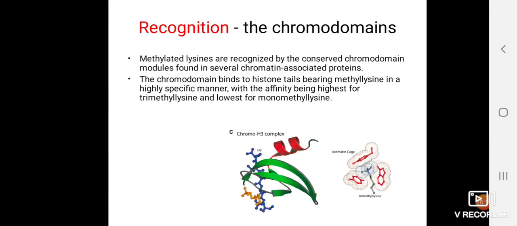Now the second type of domain which I was supposed to discuss is the chromodomain, which again plays an important role in the process of modification of chromosomes. Methylated lysines are recognized by a conserved domain structure in different proteins called a chromodomain. The chromodomain binds to the histone tails bearing the methyl lysine in a highly specific manner, and the affinity is found to be highest with the trimethyl lysine and lowest with the monomethyl lysine.